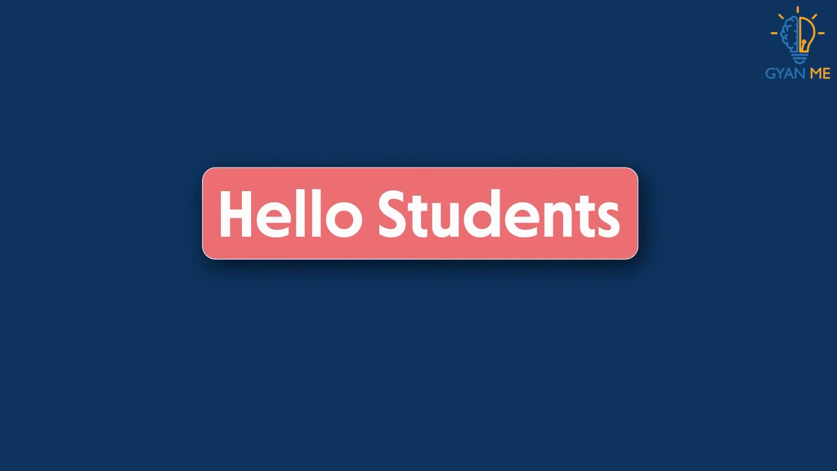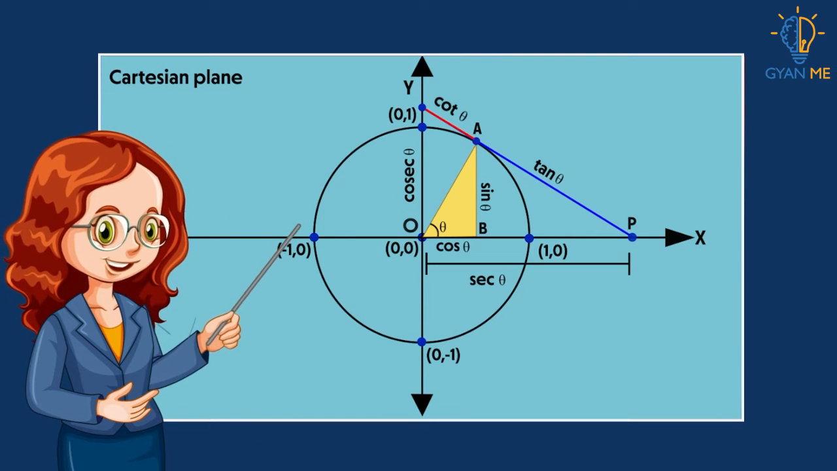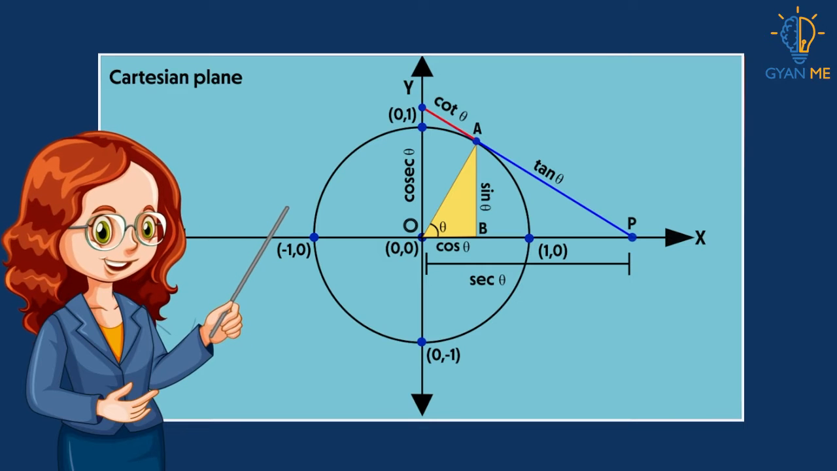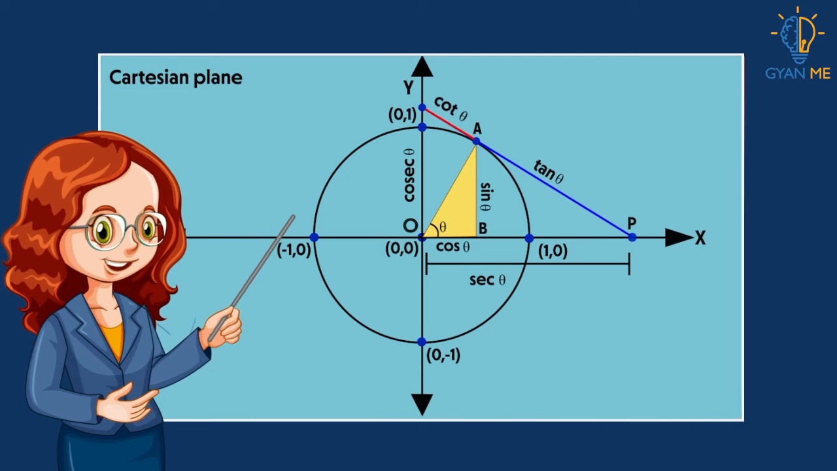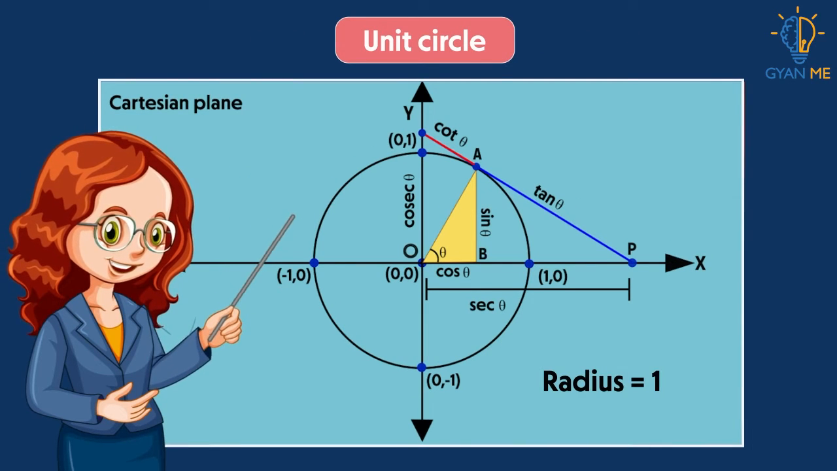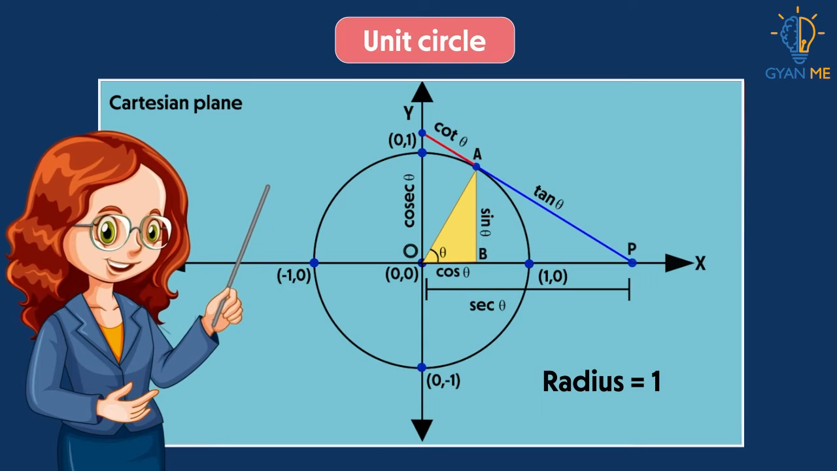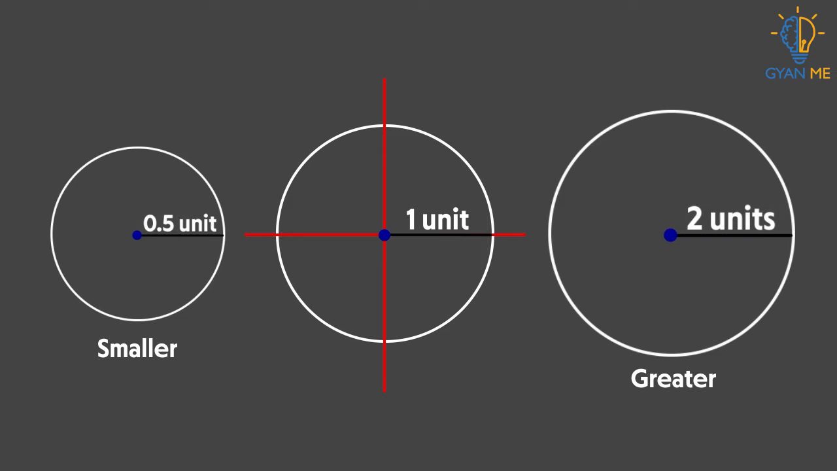Hello students, we have seen that trigonometric ratios are also related to circles. Basically, to understand trigonometry, we have to take help of circles. We talked about the unit circle, the circle with radius 1, in our previous video. Let me ask you, can we take a circle of greater or smaller than 1 unit?